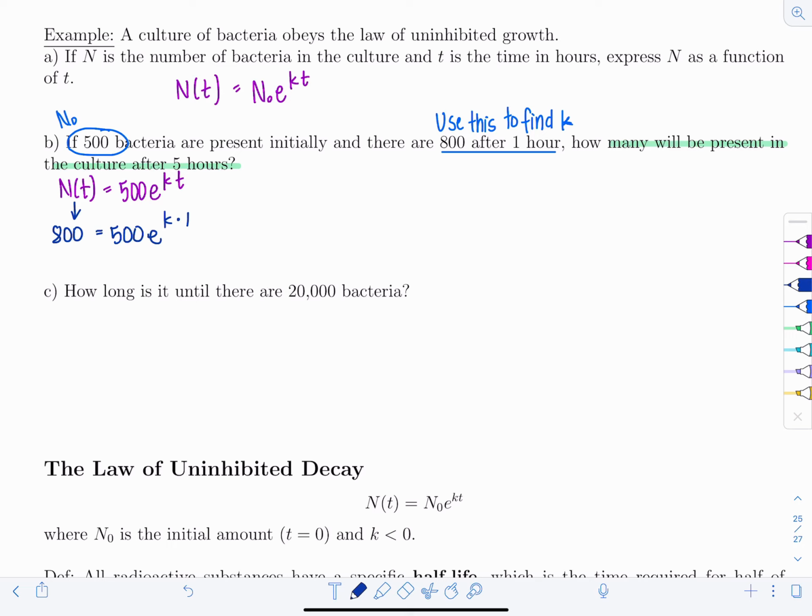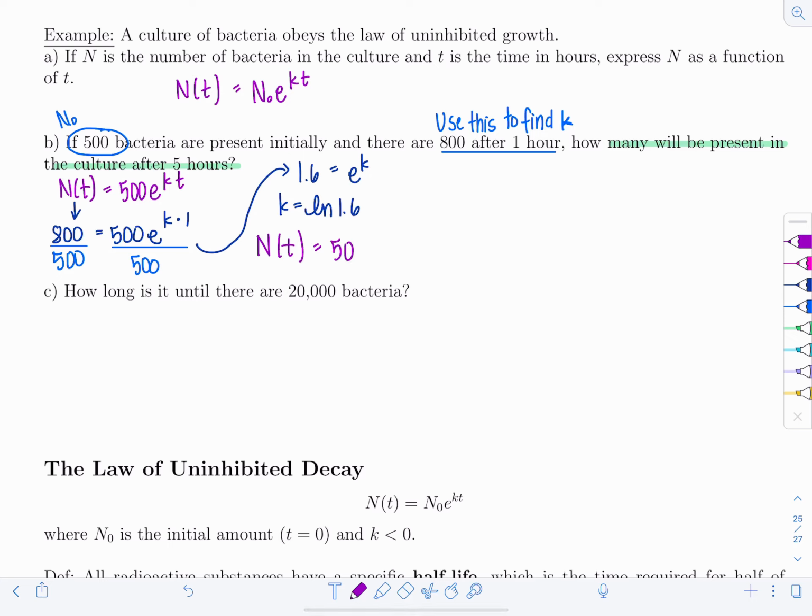All right, good. Now let's see, we got to solve for k. So I'm going to divide both sides by 500. Divide by 500. 800 divided by 500 comes out really nice. 8/5 or 1.6 equals e to the k, which means k is equal to natural log of 1.6. Okay. So now let's put that back into the original model. So that means n of t is equal to 500 e raised to the ln of 1.6 times t.